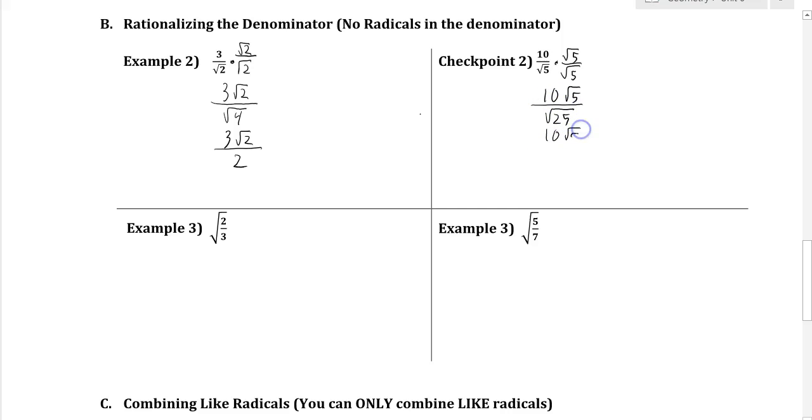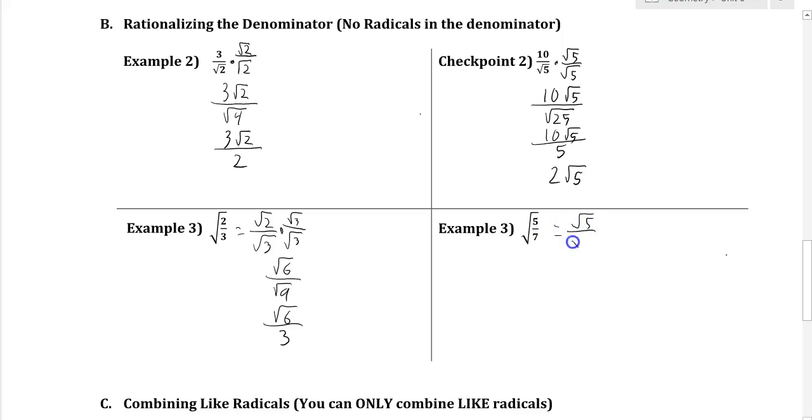We have 10 root 5 over 5. Oh, and what's 10 over 5? 2 root 5. Sometimes you have to break the square root up first, so that then you can rationalize the denominator. Multiplying by 1 in the form of square root of 3 over square root of 3. We have the square root of 6 over the square root of 9. Square root of 9 we know is regular 3. No square root on the bottom of a fraction.